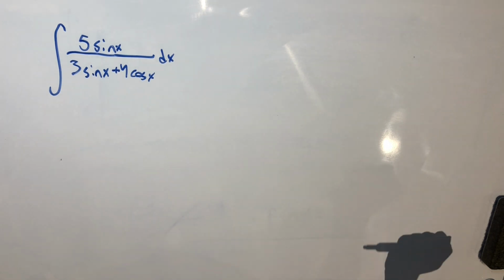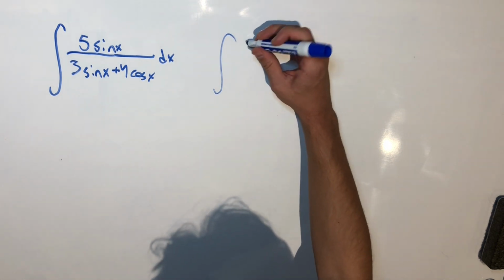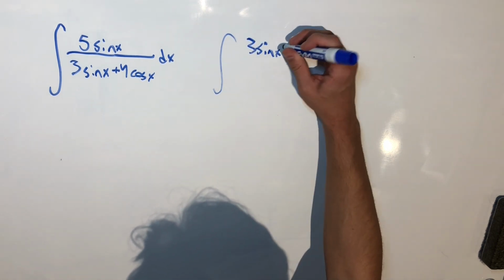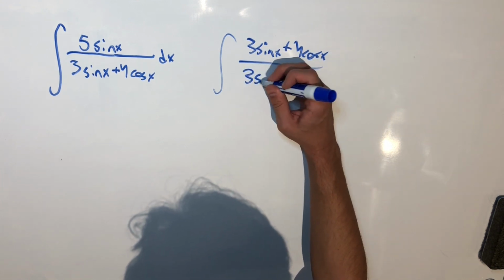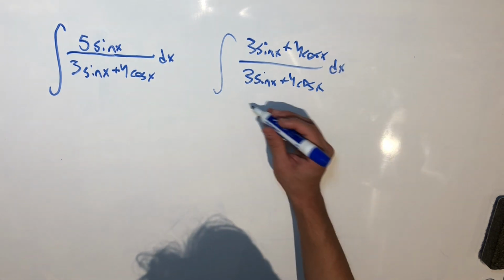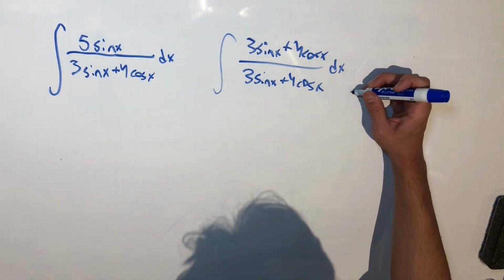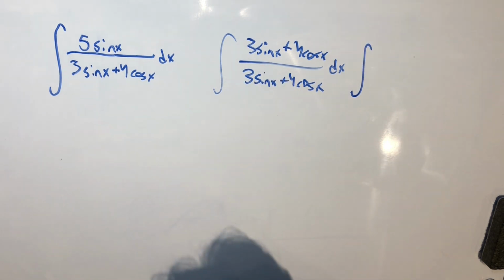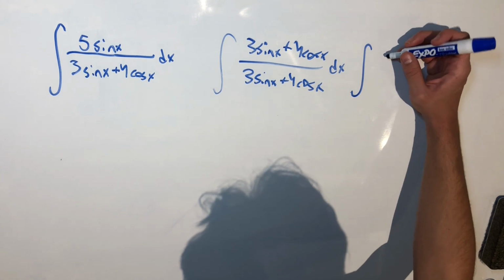So what do we know? Well, we know if we had some integral of the form 3 sine x plus 4 cosine x over itself, then we know this would be really easy to solve because this just cancels out and it's the integral of a constant. Now, we also know that if the numerator is a derivative of the denominator, then it's just the natural log of the denominator as an integral.